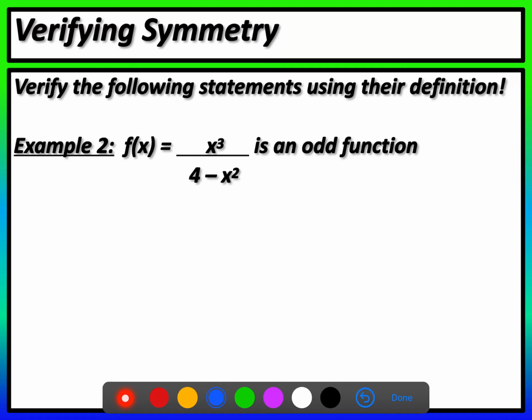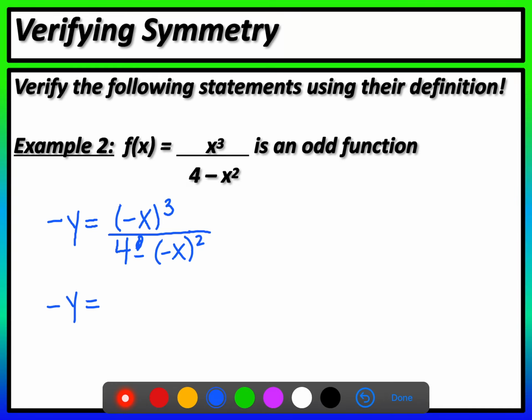Okay, let's try another one. So now I want to prove that this function is odd. My rule for odd was replace both the x's and the y's with negatives. So that means negative y, instead of f of x, negative x cubed and negative x squared. I'm going to leave that negative y for a second and work on the right side.